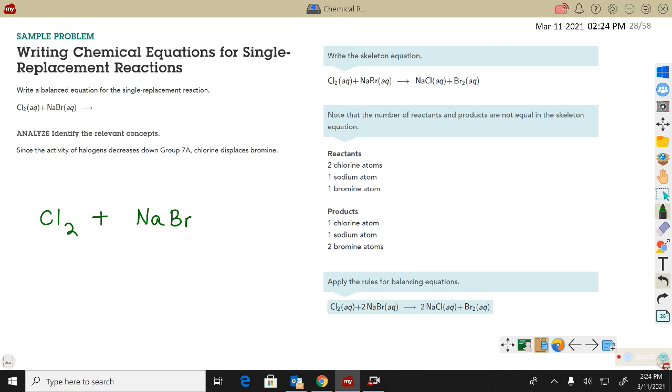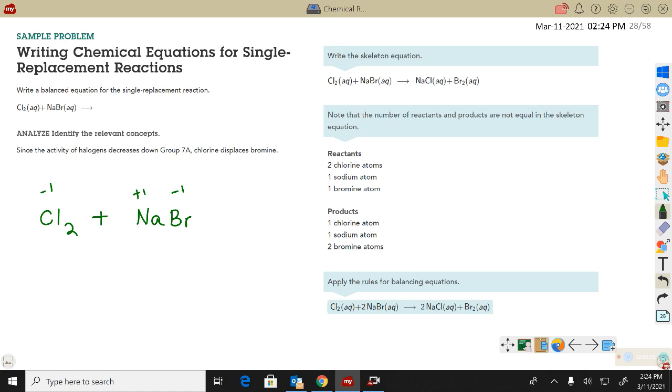Chlorine normally has a charge of -1. Sodium is normally +1, and bromine is -1. So the first rule of a single replacement is that like charged ions can switch. So I've got to really know what's the charge on my single element. My single element is going to be the chlorine.